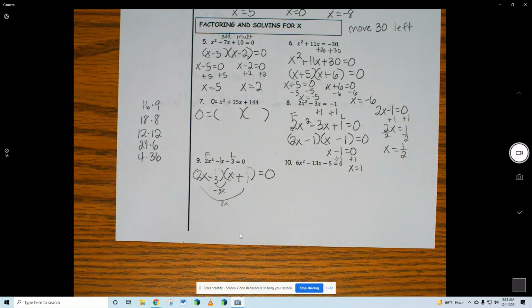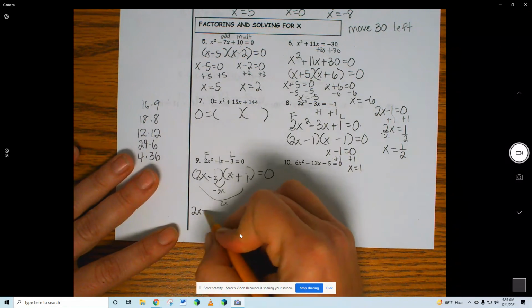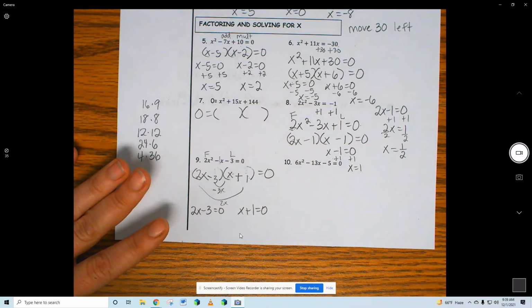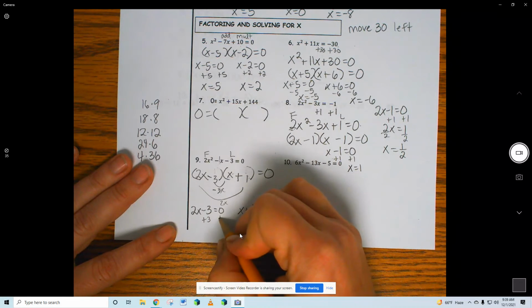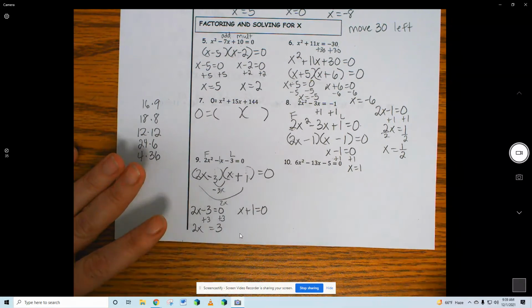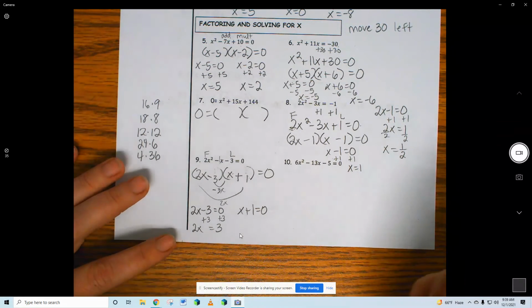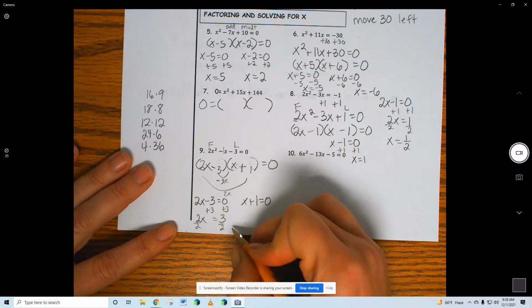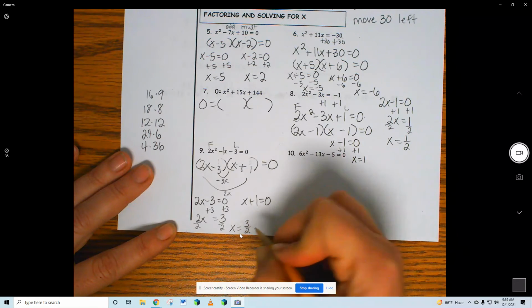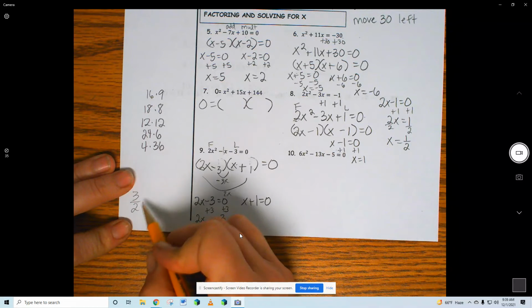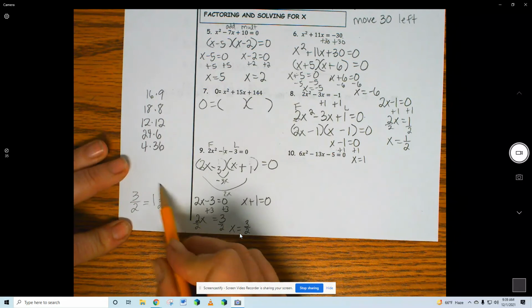They have to equal 0. Set them each individually equal to 0. Add 3. 2x equals 3. Divide by 2. So our job is to get x alone. Solve for x. x equals 3 halves. Did you guys know that 3 halves means 1.5? Just something I think that you should know.